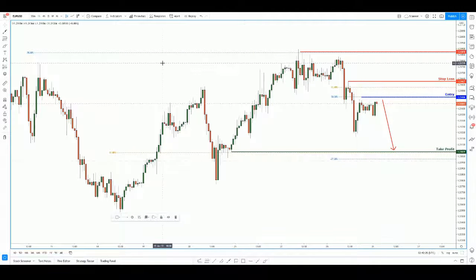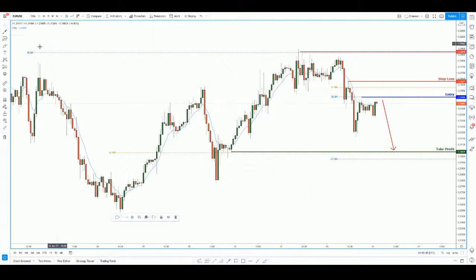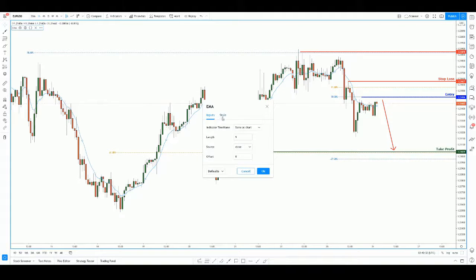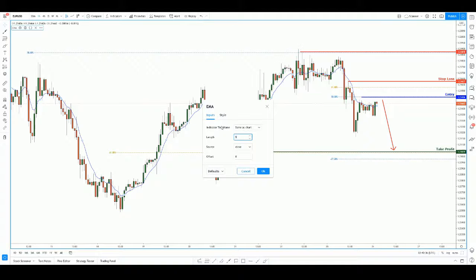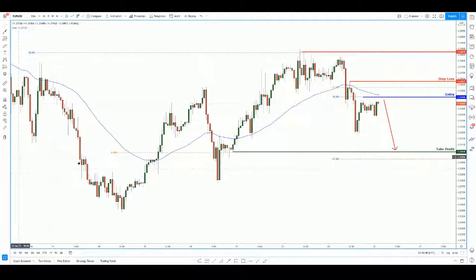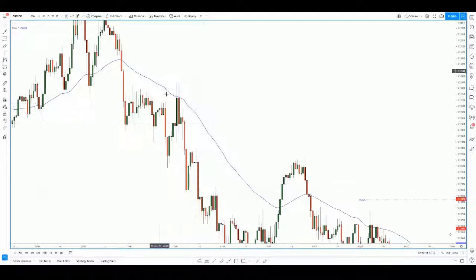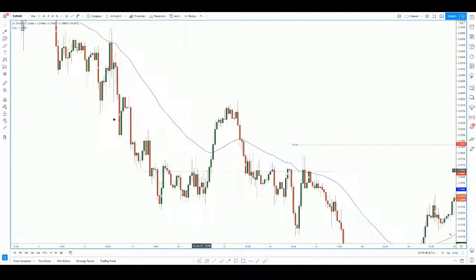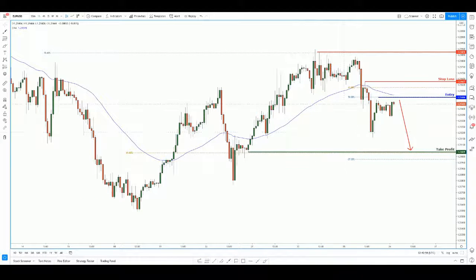Last but not least, we can include a moving average. 9 is too sensitive. Let me just make the color a bit darker. Normally I use 34, 55 Fibonacci numbers, and we see that 55 holds the market very well in a trend. When the market is in a trend, it barely breaks above or below the 55. So we don't expect it to break above the 55, which is why our stop loss is slightly higher, and we expect this push down.